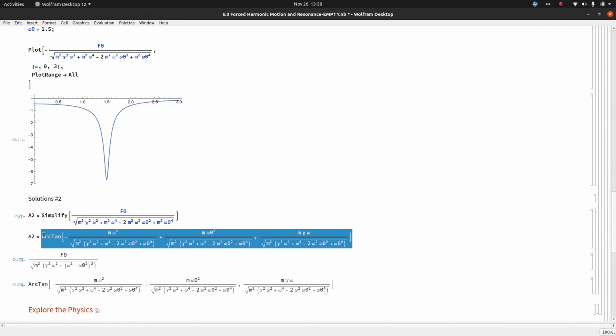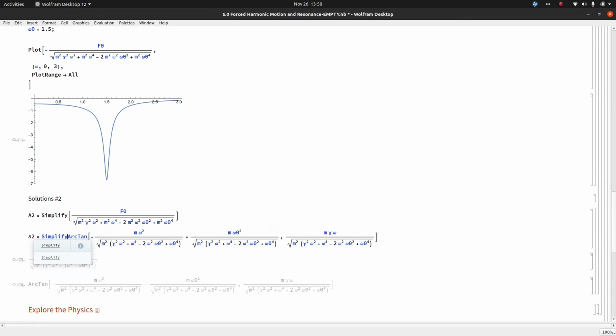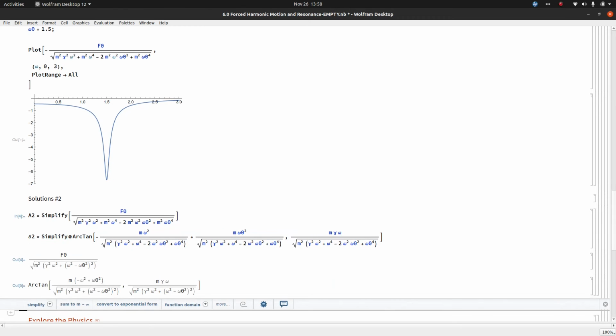So we can try to simplify this. I don't think it's going to simplify all that much. Well, it's actually a pretty decent improvement, but still pretty nasty. So we're going to go ahead and actually just plot these and try to make it look a little bit nicer.